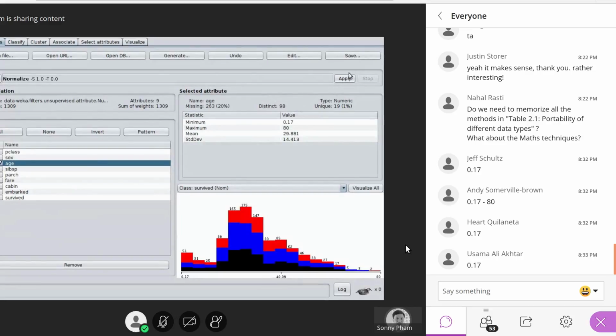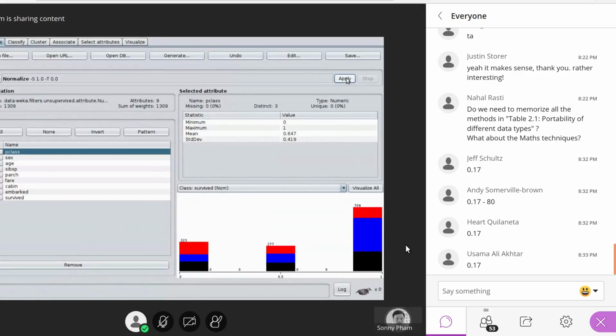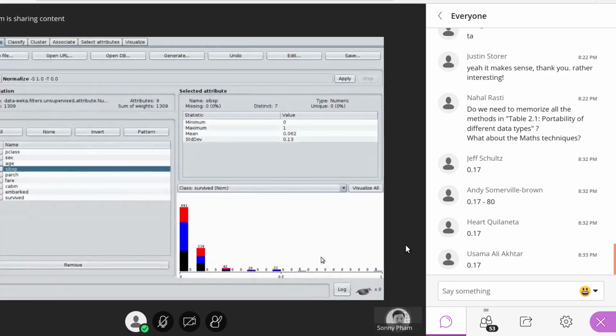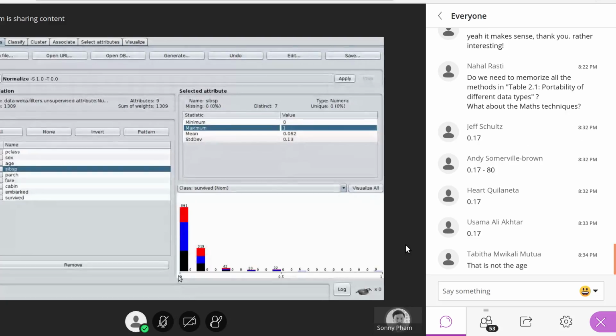So if I apply it on this, now pay attention to the range, right? If I apply now, then you can see that, where's the age? Yeah, so you can see that the minimum now becomes 0 and the maximum now becomes 1. So if we have salary as well, is it age? Oh, sorry.